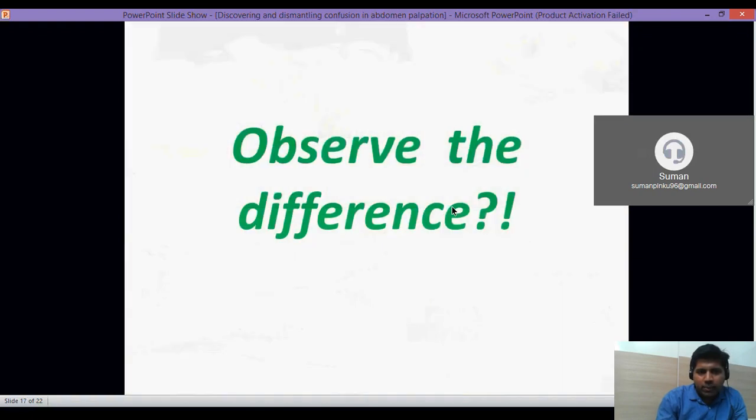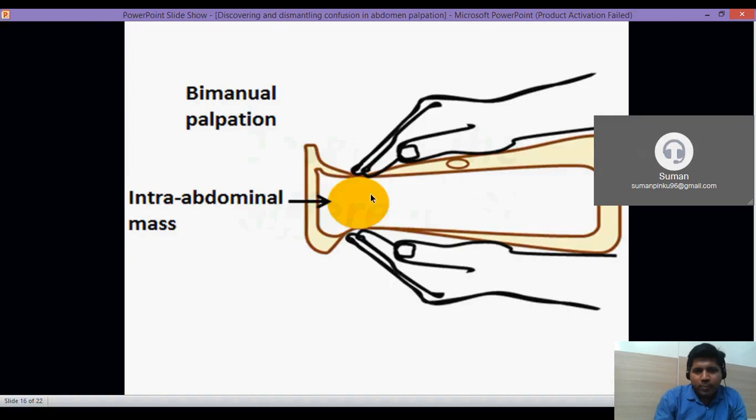In the case of bimanual palpation, both the hands are pressing together. Okay, and this will be the major difference. It is absolutely necessary that you know the difference, because in future these things are done to identify particular conditions. Okay, we will switch off the screen again. There are some more questions, we'll take those.